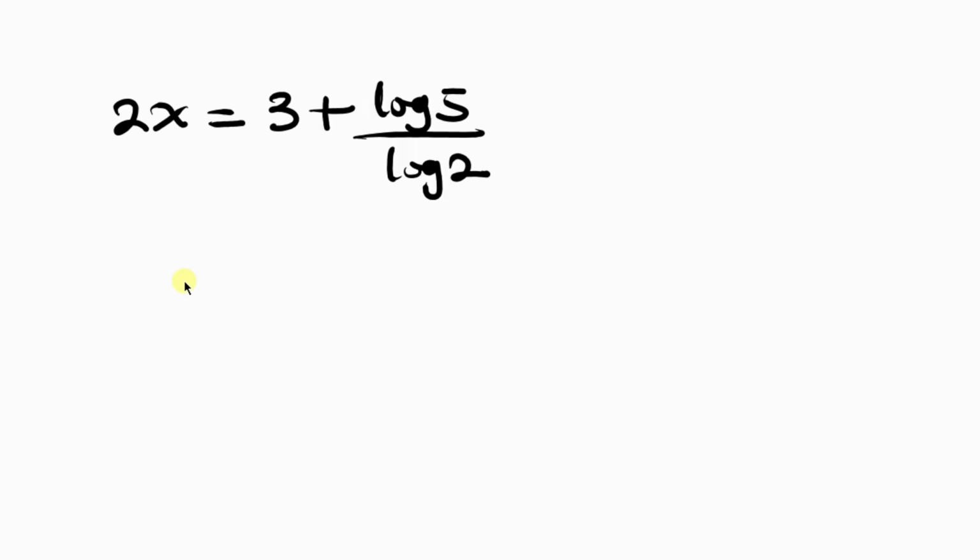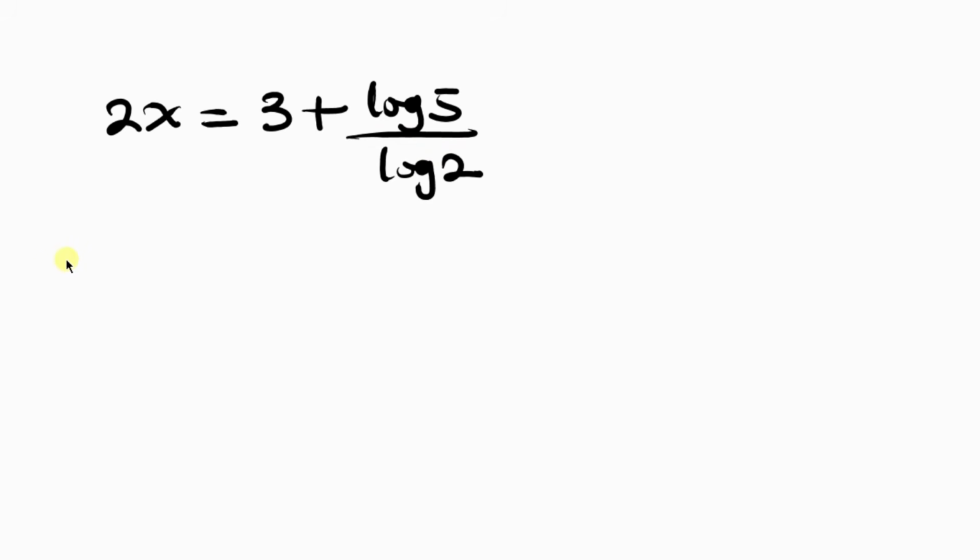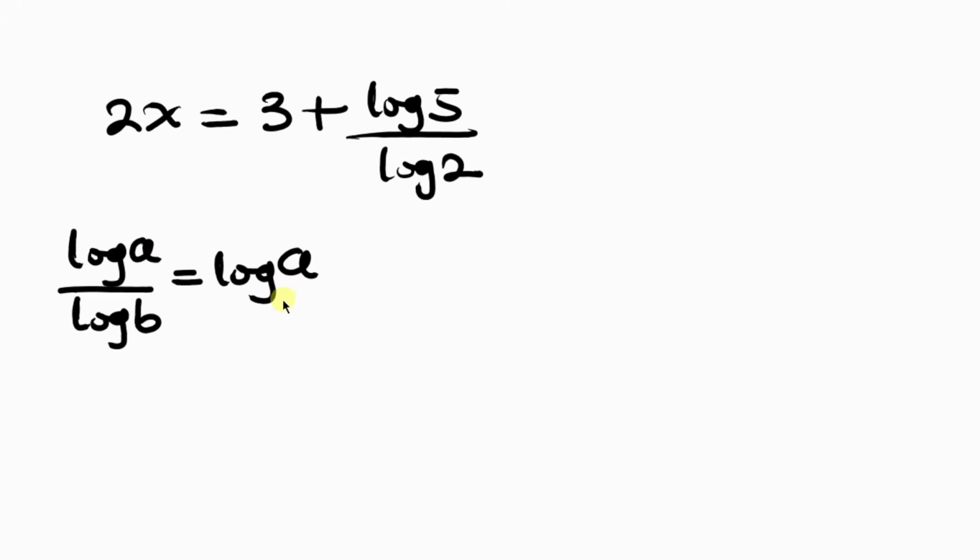Very good. Now finally, let's apply the property of change of base to what we have here. The property of change of base, logarithm change of base, we have the log of A divided by the log of B. When we have something like this, it can be written as the log of A base B. That is it. Now let's write this like this. On the left hand side we have 2x. This is equal to 3 plus. Now this expression can now be written as log 5 base 2.